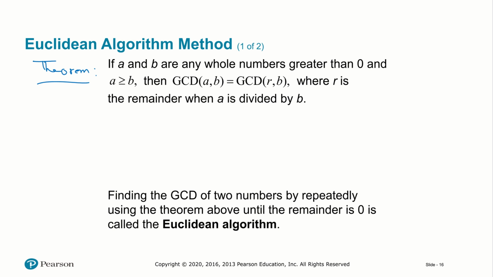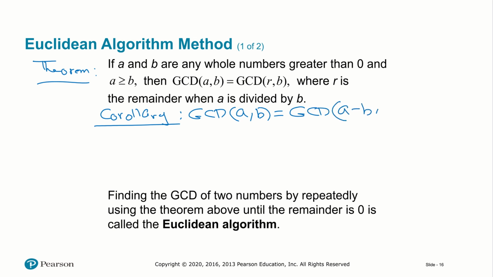Now, I want to show you a really neat and quickly obtainable corollary of this theorem. And that is the fact that the GCD of two numbers, a and b, where a is greater than b, is going to be simply the GCD of a minus b and b. Let's see why that's true.